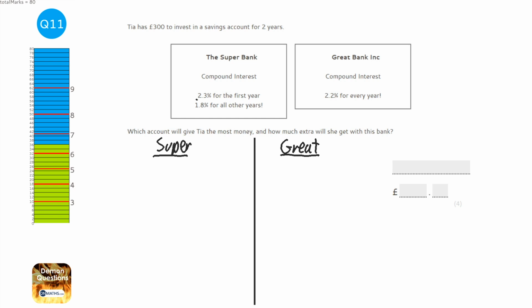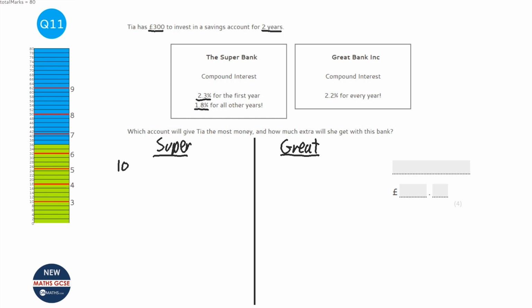It says we have 2.3% for the first year and 1.8% for all other years, and we're doing this for 2 years at £300. So first of all I want to work out what the multiplier is. Since this is the calculator paper, we use the multiplier method.